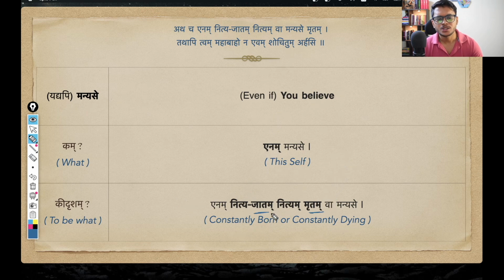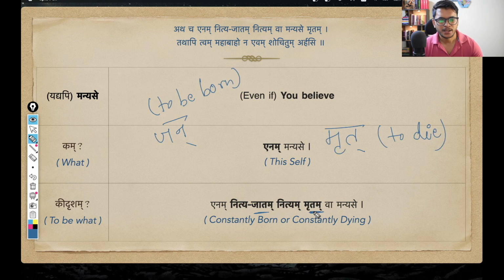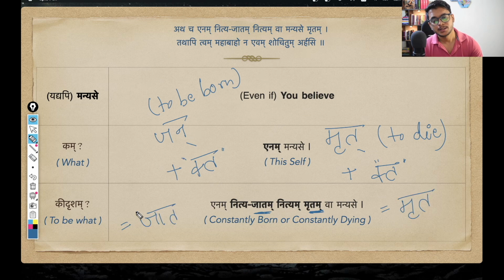And now you see these two words, jatam and mritam. Jatam is obviously coming from the jan dhatu, that means to be born. And mritam is coming from the mri dhatu, that means to die. Just by looking at their form, jatam and mritam, you can already identify that both of them are kridanta, and both of them are being modified using the same krit pratyaya, the ta pratyaya. So jan dhatu, when modified using ta pratyaya, gives the pratipadika jata, which describes anything that has been born. And similarly, mri dhatu, when modified using ta pratyaya, gives the pratipadika mrita, which again describes anything that has died.